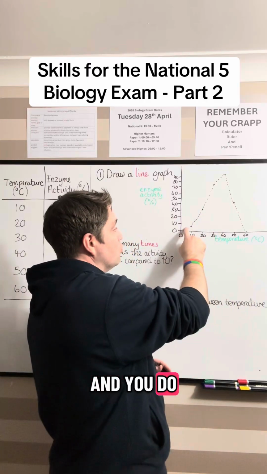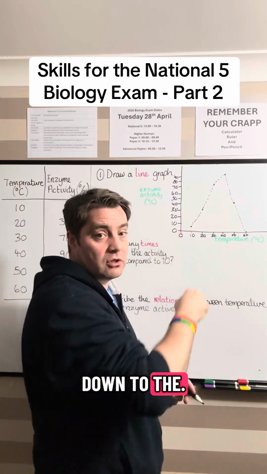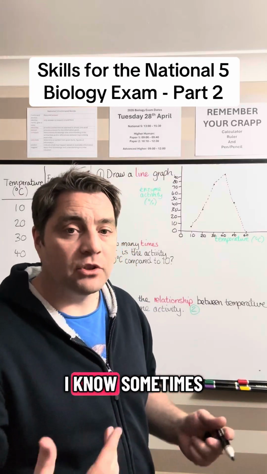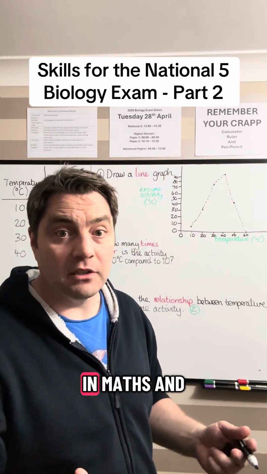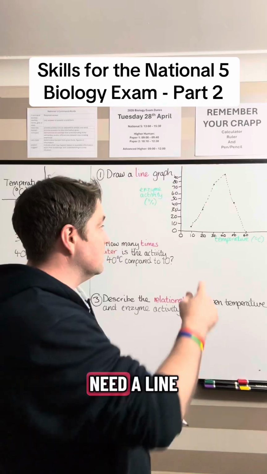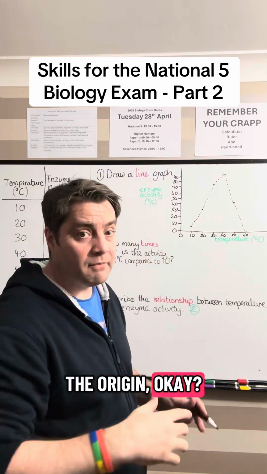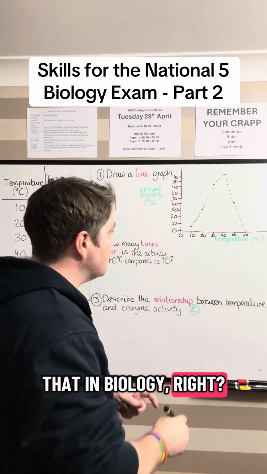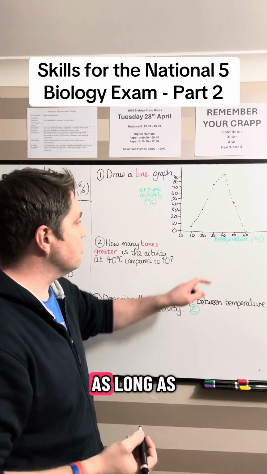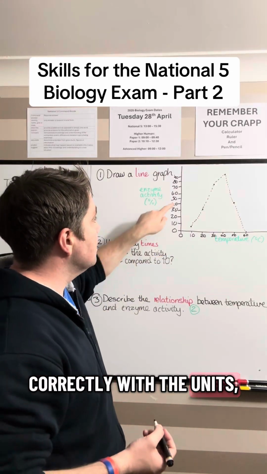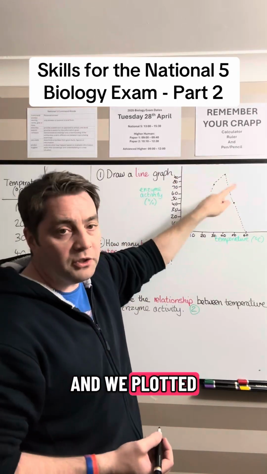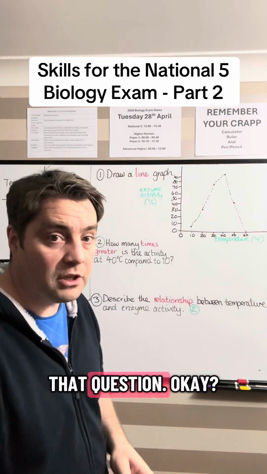And you do not need a line that goes down to the 0,0 there, okay? I know sometimes that's a thing you're asked to do in maths and other subjects, but we don't need a line going down to the origin. We don't need that in biology. Right, so we've drawn our line graph there. As long as we've labelled it correctly with the units, we've got the scale right, and we've plotted it correctly, we'll get the 2 marks for that question.